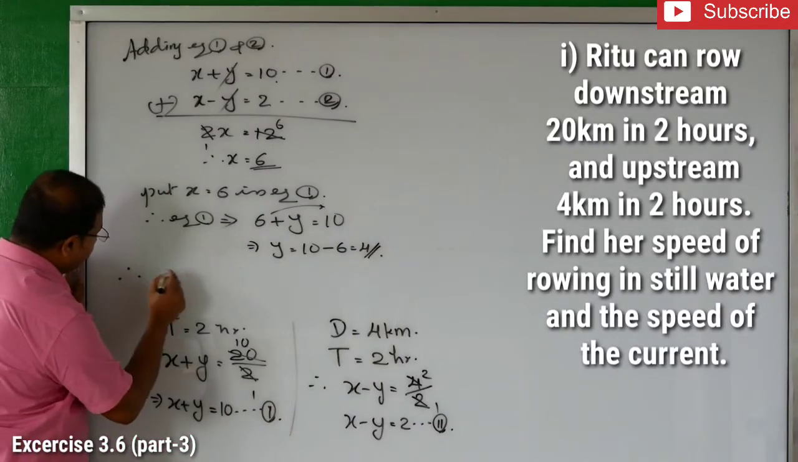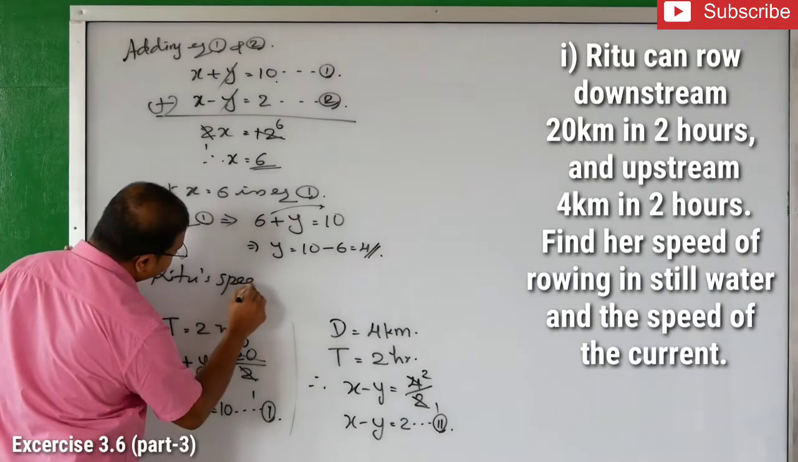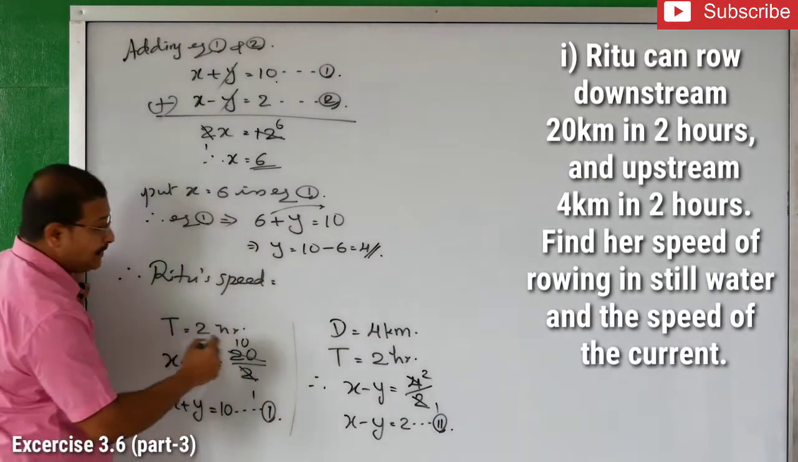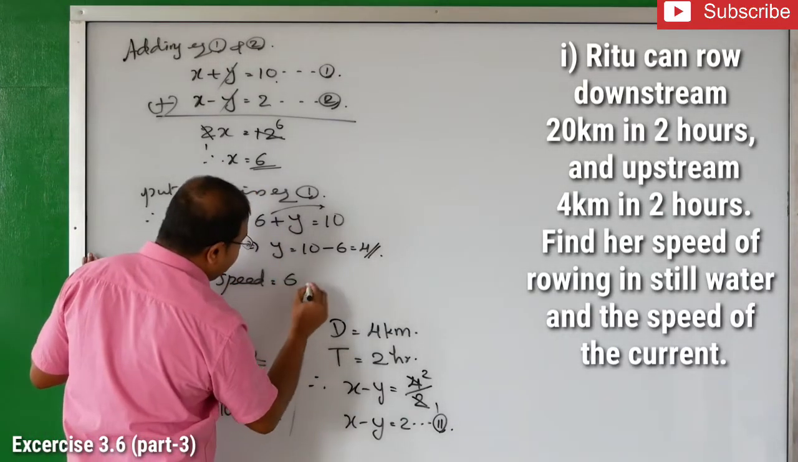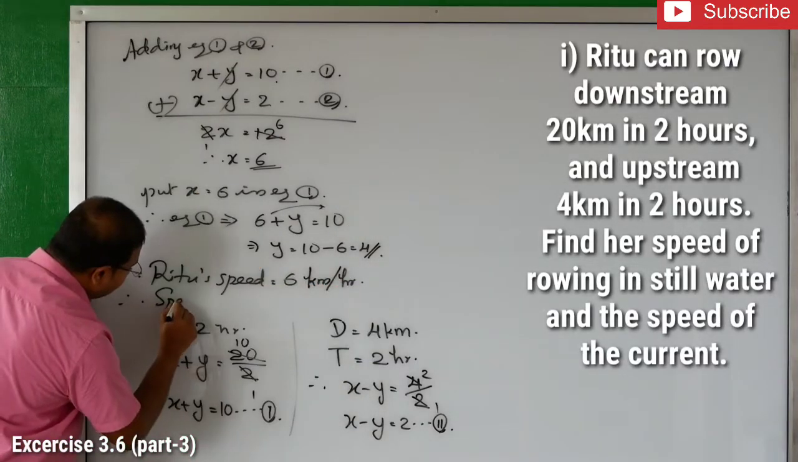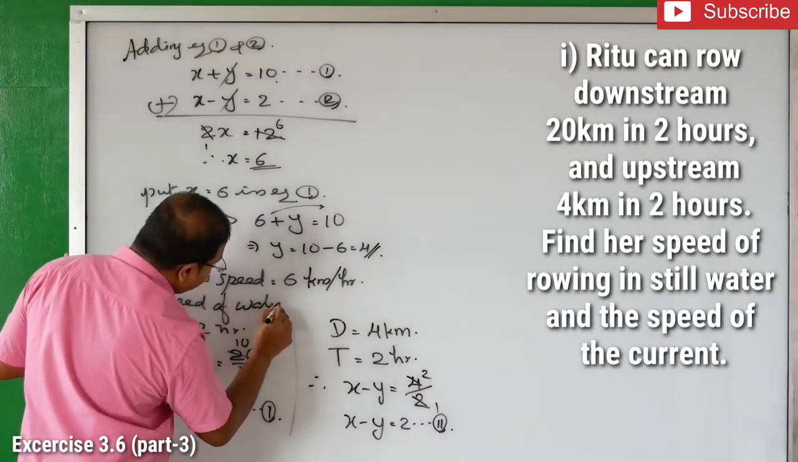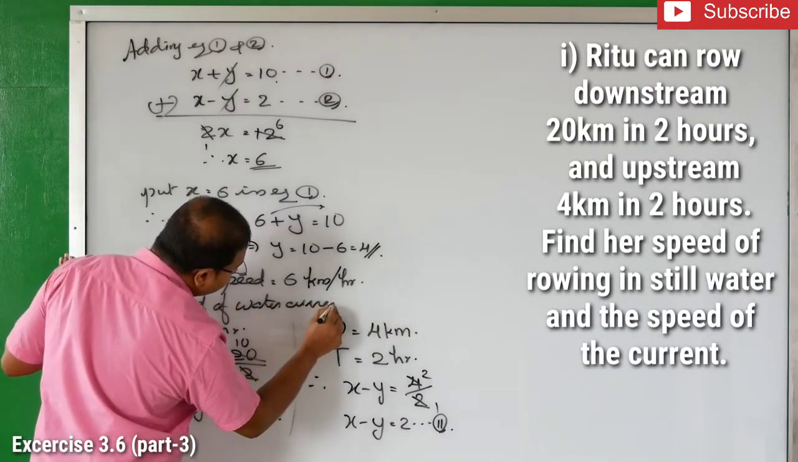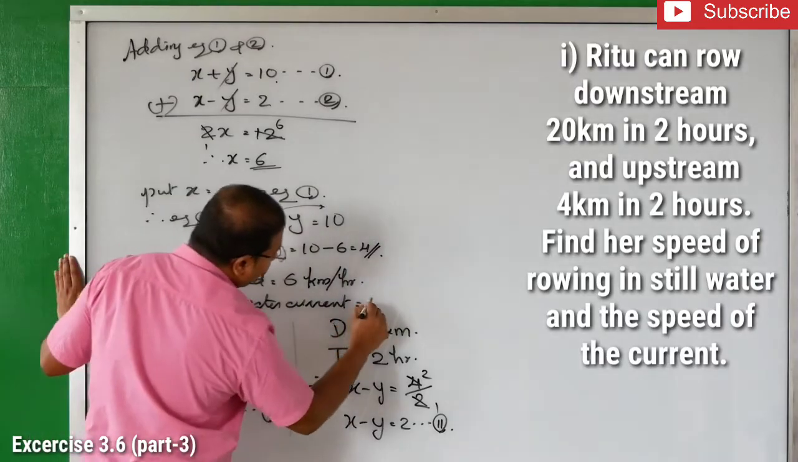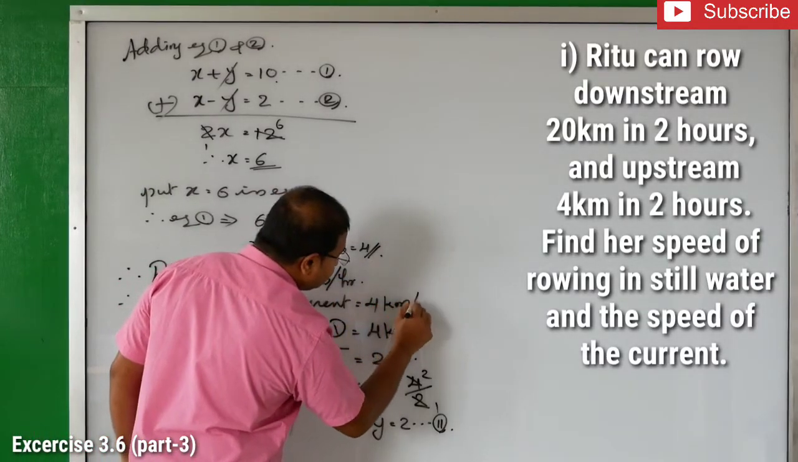Therefore, Ritu's speed equals x, isn't it? x means what will you write? 6. Speed means we have to write in kilometer per hour. Speed of water current. Water current equals 4. y means 4 kilometer per hour.